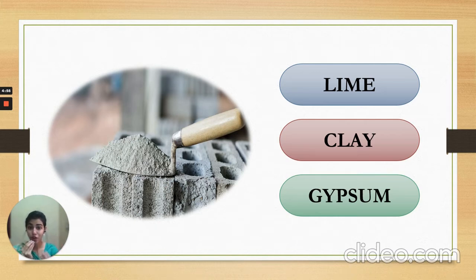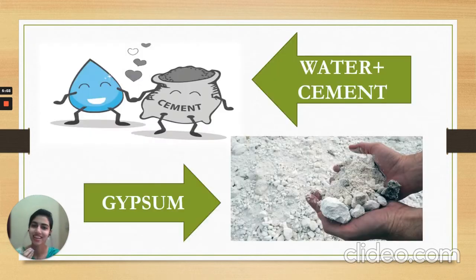Gypsum is added because it will help in setting the cement. It will help in controlling the process of making cement. As I said, when you add water to the cement powder, it will get hardened. You can try it at home also.